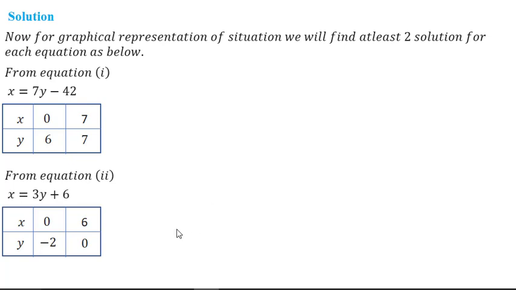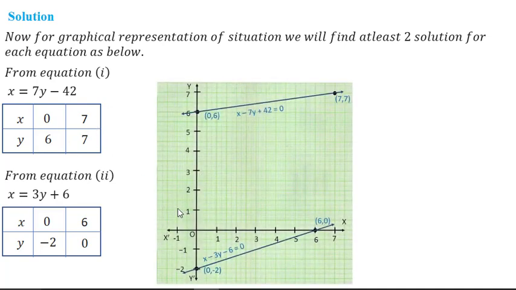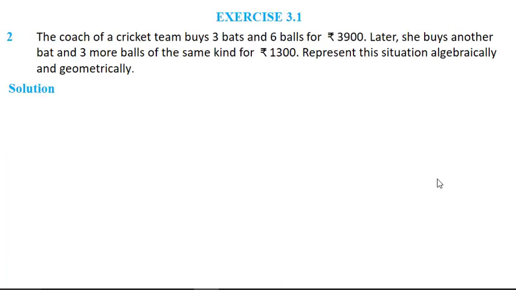So now here I have two solutions for each of the lines, so I can draw them. Here you can see (0, 6) and (7, 7) I have plotted on the graph paper, and (0, -2) and (6, 0) again, and we have drawn these two lines. This is the graphical representation of the problem. So far what we have done? So far we have only understood how to represent the problem as a pair of linear equations algebraically as well as graphically. Right. So let us now see the second question.